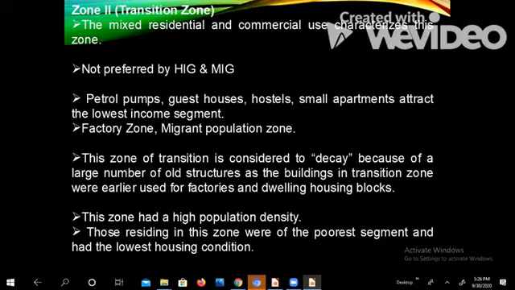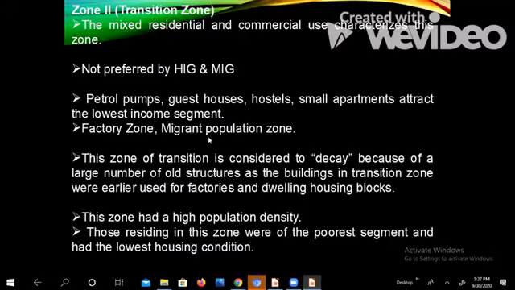too much population pressure. Because generally what happens, the low income group people, the workers, the menial job laborers, the unskilled laborers, they prefer to stay in this zone. Why? Because it is very easily accessible to their job places. So transportation cost will be minimized. And this zone, as I have said, has the factories.